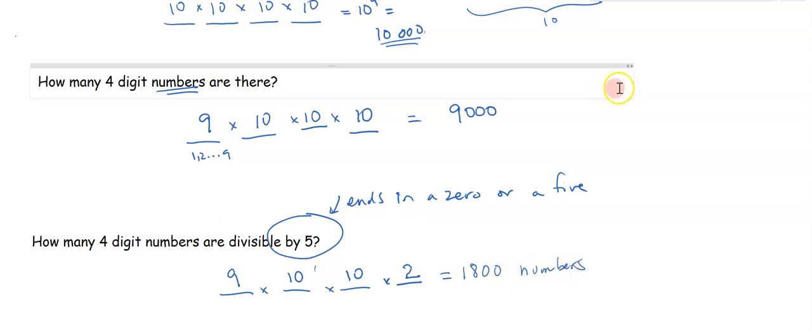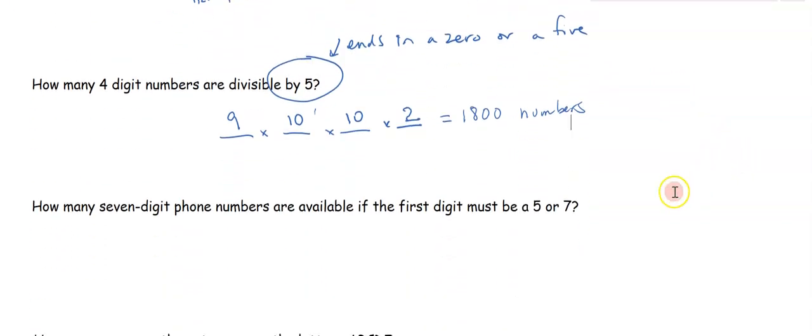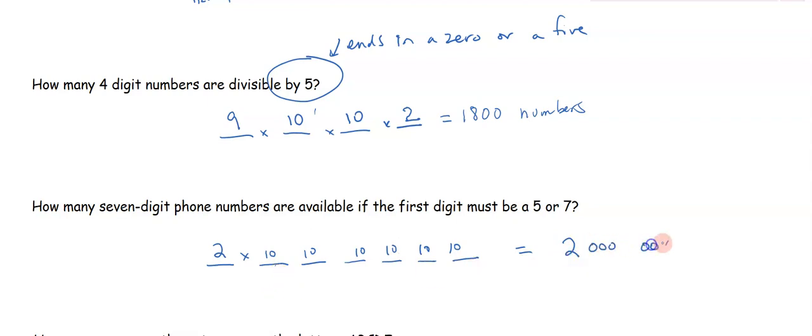All right, let's try another one. How many 7-digit phone numbers are available if the first digit must be a 5 or 7? Well, the first digit must be a 5 or 7, so there's only 2 options for the first digit. But for each of the other options, so second, third, fourth, fifth, sixth, seventh, we can use any number. We can use 0 through 9. So there's 10 options for each of those. So in other words, when we multiply this, we're going to get a 2 with 6 zeros, or 2 million options. So this tells you how many numbers can be made.